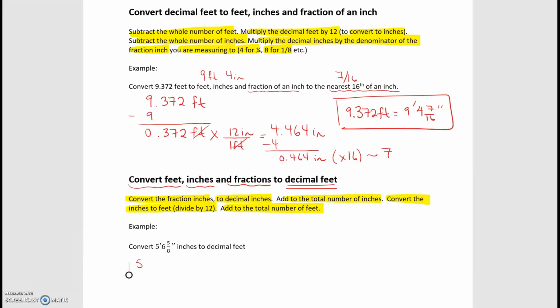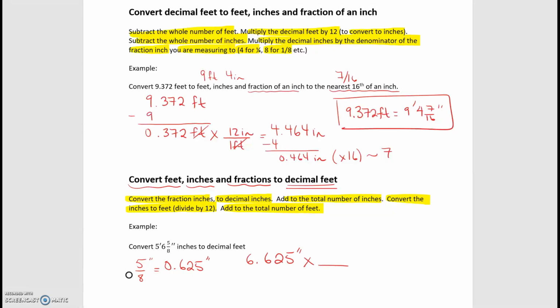So we're going to take that 5/8 inches and convert that to a decimal. 5 divided by 8 in the calculator gives 0.625 inches. Adding on to the whole number of inches gets you 6.625 inches. We're going to change that inches into feet.